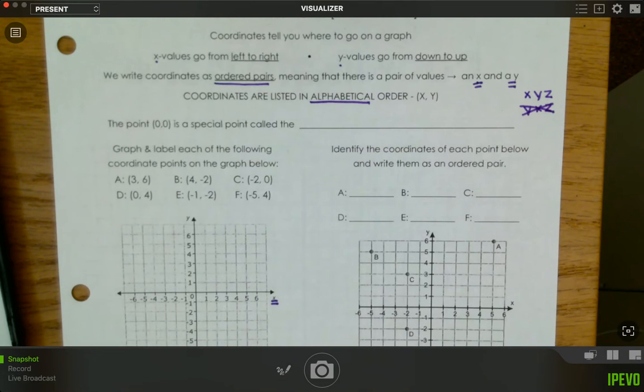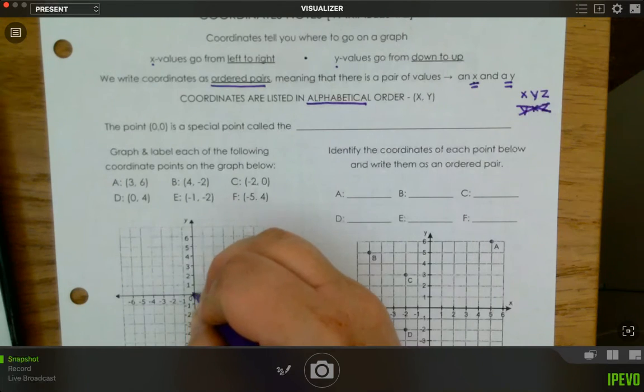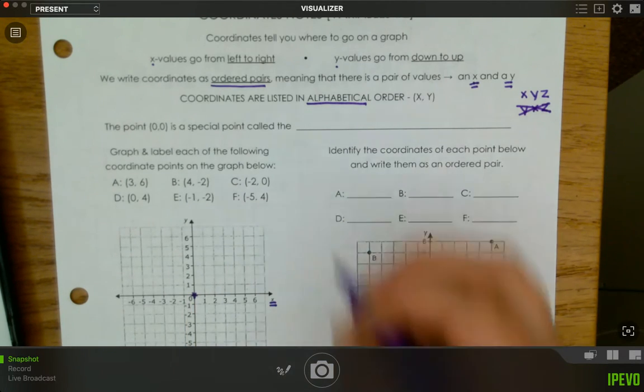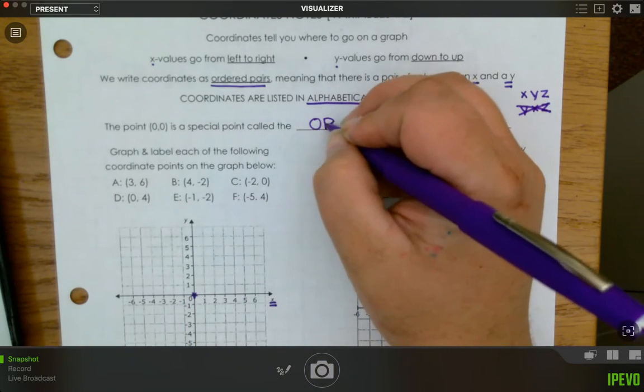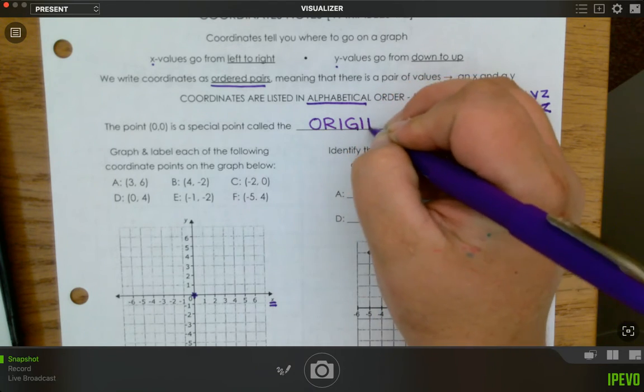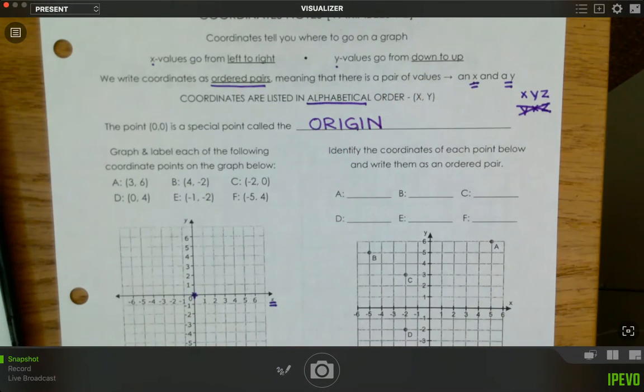There is also a special point 0, 0 right here in the middle of a graph. That point right there is called the origin, because that's kind of like your starting point for where you're going to count from. Origin means where to begin from. Your origin is where you came from. Our origin is where we come from for our points.